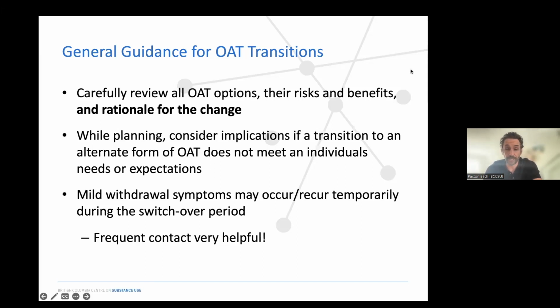I think we're fairly good at it, but anytime we're making a change in somebody who's stable, mild withdrawal symptoms may occur. And transitions are often relatively smooth, but there's often need for some adjustment along the way. So it's important that they're in a position where they're aware of that and ready to tolerate it, and you have a plan in place should they have some withdrawal symptoms or some cravings that resume until you get them on the new form of OAT. So I think these are general principles anytime we're talking about any rotation at all.